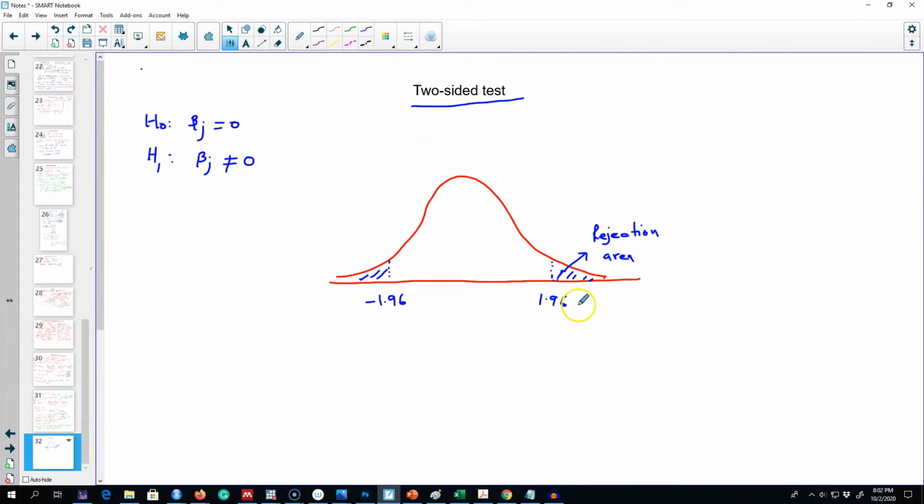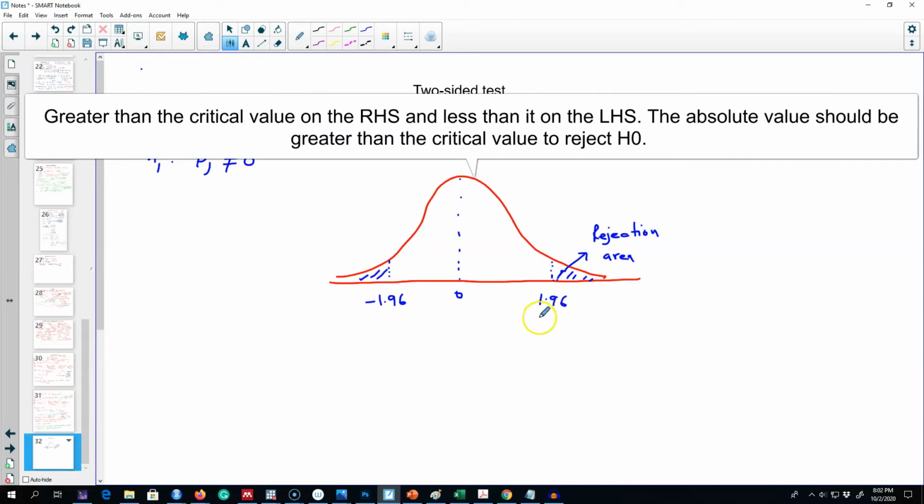When you set up your null hypothesis in this manner, you're essentially assuming that 0 is right in the middle. You reject your null hypothesis whenever your calculated value is either greater than your critical value on this side or on this side. So essentially, we are looking at t values in absolute terms, rather than t as a negative value or t as a positive value.